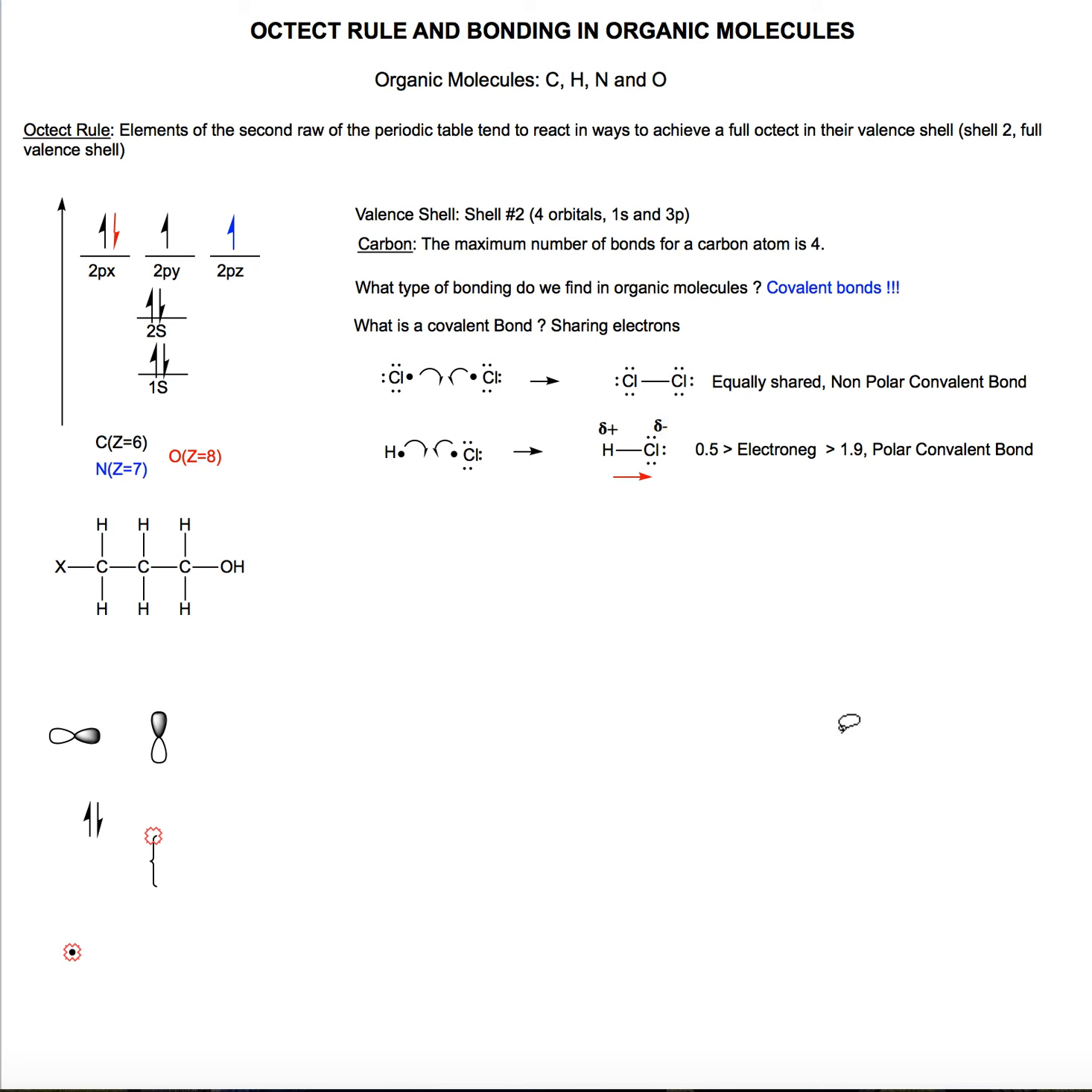Okay, so this is a polar covalent bond. When we look at organic molecules, and I gave you one example here, a simple organic molecule like this, we have four different types of bonds: carbon-hydrogen bonds, carbon-carbon bonds, a carbon-oxygen bond, and a carbon-halogen bond, okay?